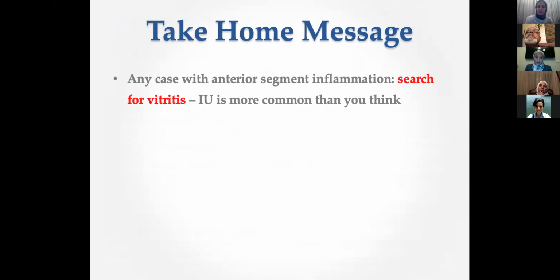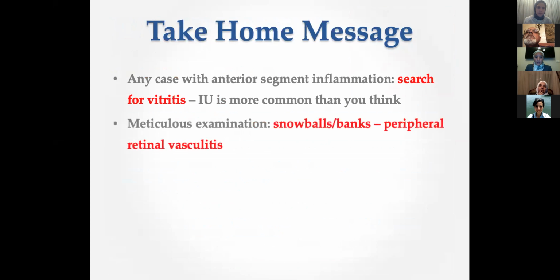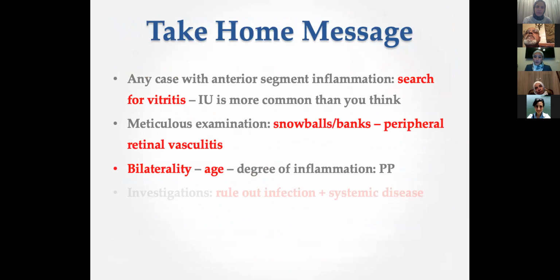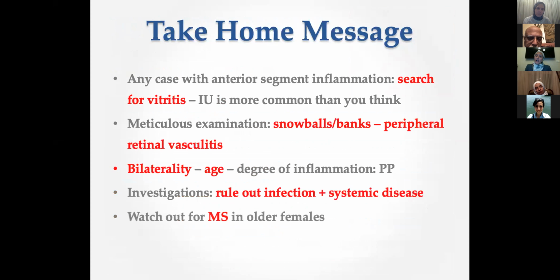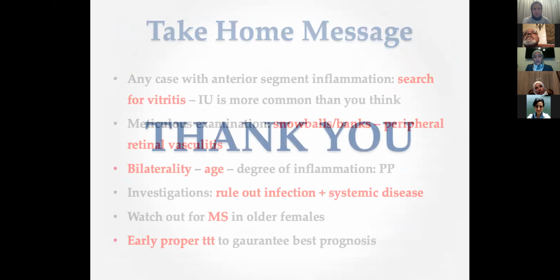My take-home message: any case with anterior segment inflammation in a child, search for the vitritis. Intermediate uveitis is more common than you think. Intermediate uveitis diagnosis needs meticulous examination. Always think of bilaterality, young age, and mild to moderate degree of inflammation, then think pars planitis. Investigations are mainly done to rule out infection and systemic disease. Watch out for MS in older females, and always apply early proper treatment to guarantee the best prognosis. Thank you very much.